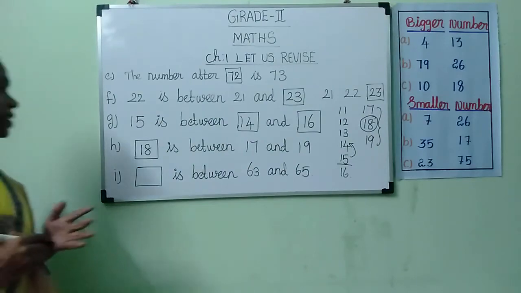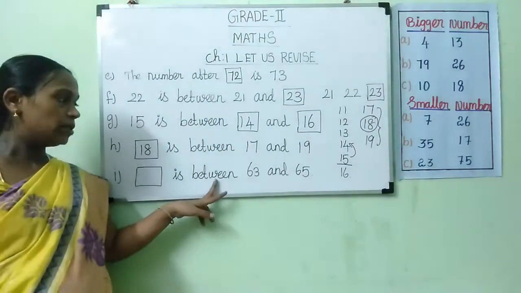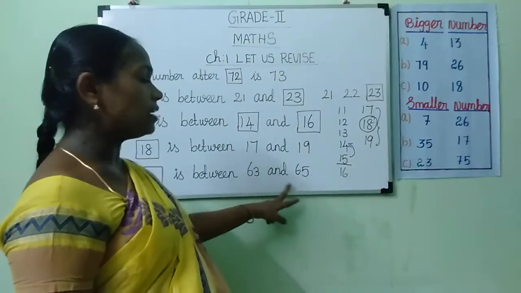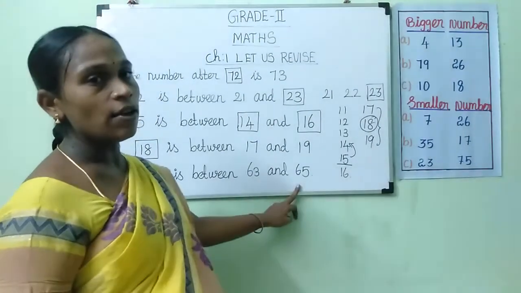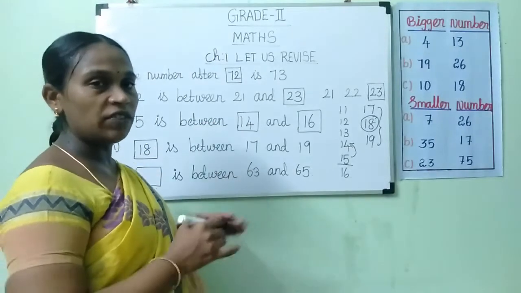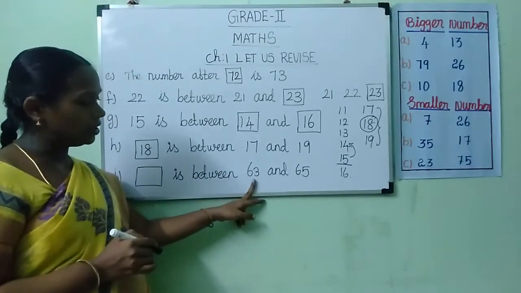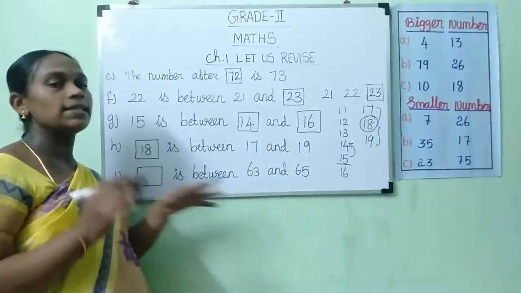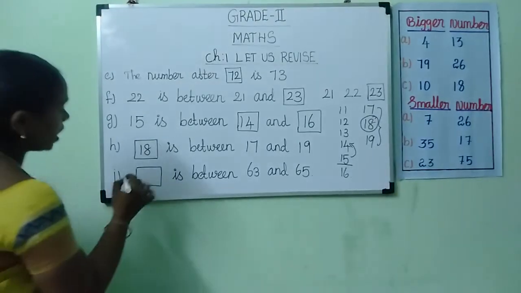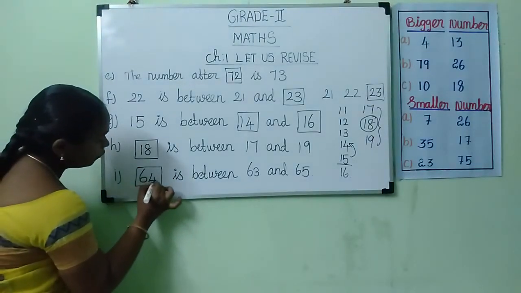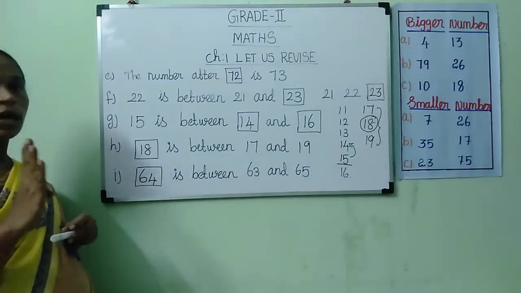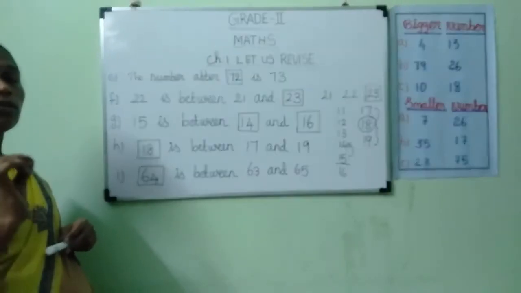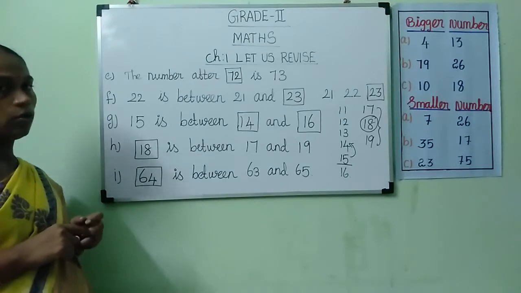Okay. The next one, dash is between 63 and 65. Which number comes between? 63, after it, yes, 64. You should write here 64. Are you clear, children? How to write this fourth one? Okay. You should write neatly in your book.